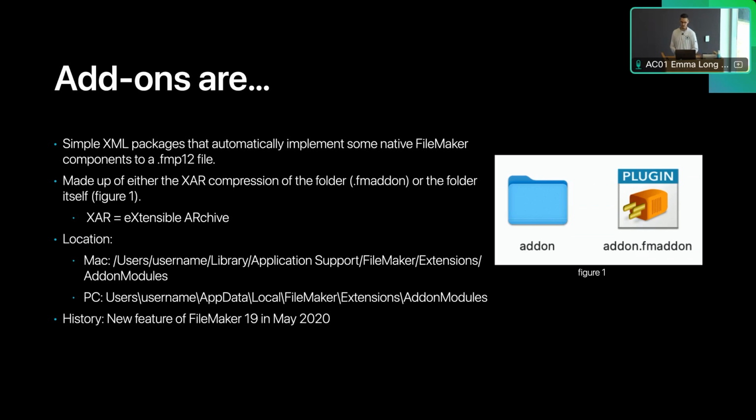And then the .fmaddon is the ZAR compression of the folder right next to it. So here we have an add-on that is easily named add-on, and we see the folder that's created as well as the ZAR compression of that. ZAR just means that it's an extensible archive of that. It's built to be dynamic as a compression type.